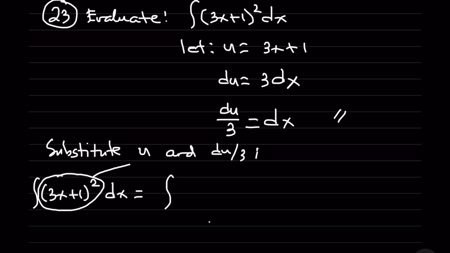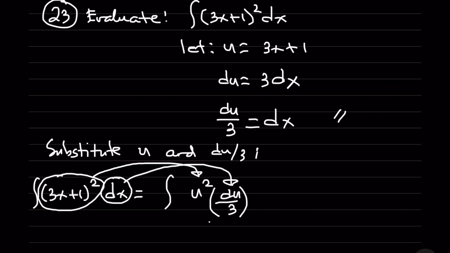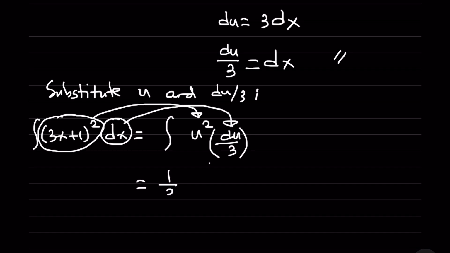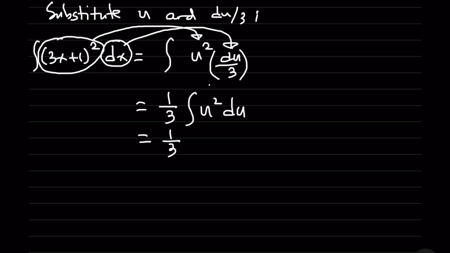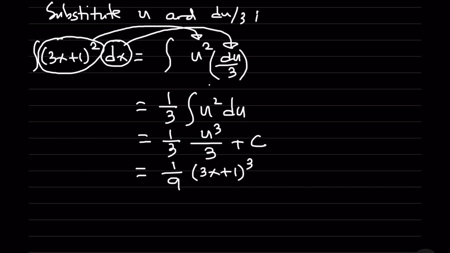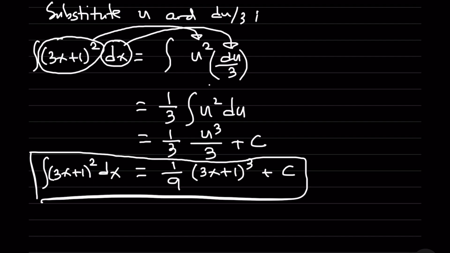So the first part is u squared. The next part, dx, is du over 3. So the equation is 1/3 times the integral of u squared du. So it is equal to the following equation. Then you put the value of u back in the equation. The final answer is 1/9 times (3x plus 1) raised to the third power plus a constant.